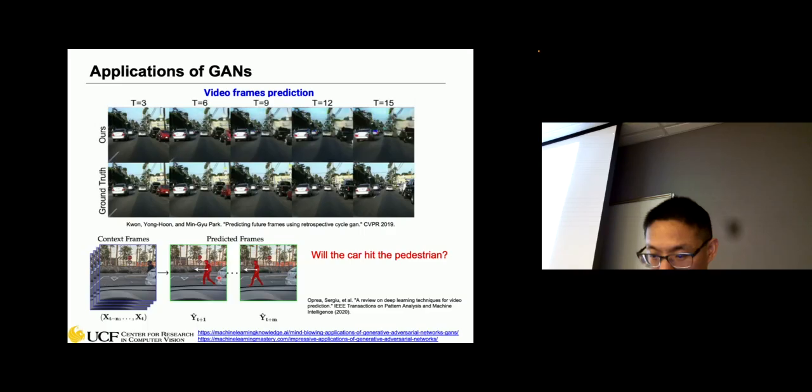So will this car hit this person, right? This can help autonomous driving decision making. So should we hit the brake and wait until the person has passed, or do we still have time to safely pass and avoid hitting the person, or pedestrian, right? So we can do this kind of frame prediction.